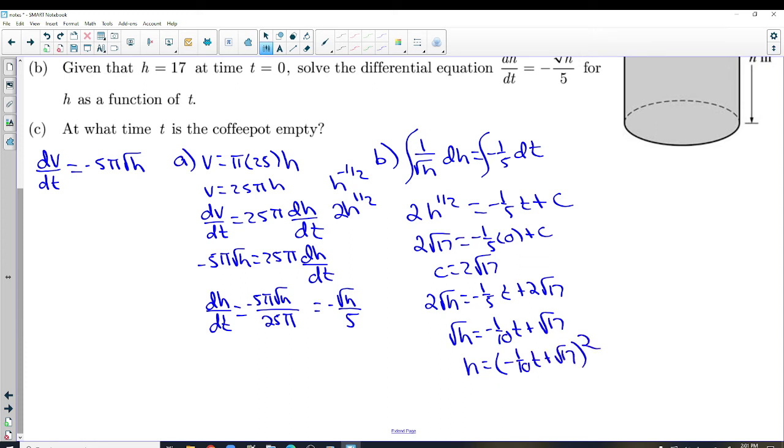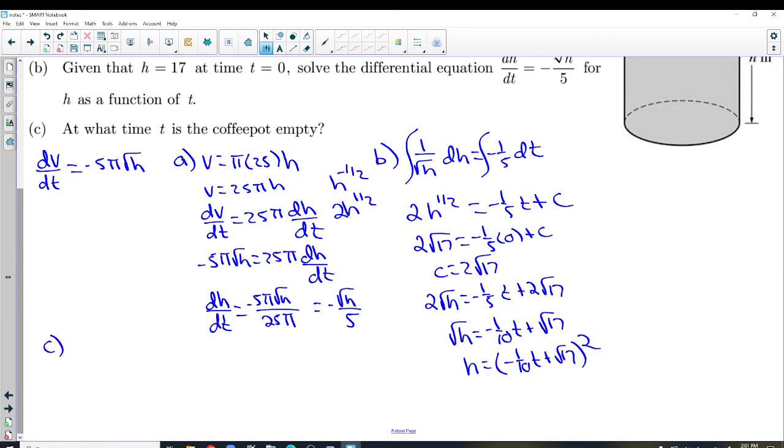So there's B. So C, to decide if the coffee pot is empty, you know, we're pouring and we see the liquid go out and it's empty, right? But we need something a little bit more mathematical than just vision. So how do we know when the pot is empty? When H is 0, right? When the height of the liquid is 0, there's no liquid in there. Or coffee, I guess I should say.